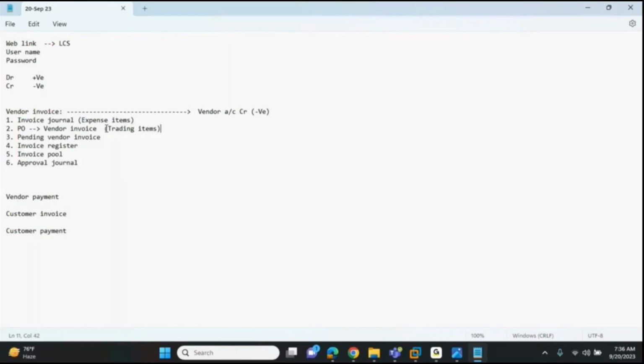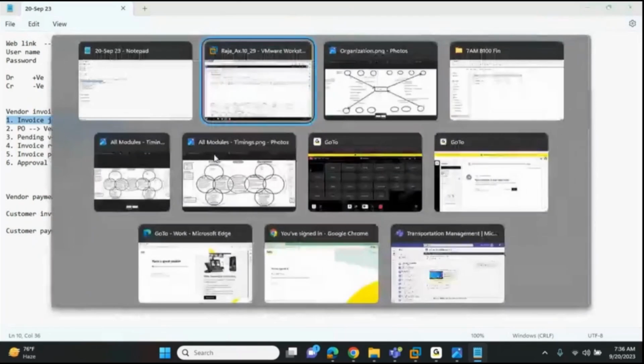If I am purchasing a trading item, then I will use a purchase order. What is a trading item? I am purchasing washing machines and I am selling washing machines. That is a trading item. I am purchasing laptops, I am selling laptops. Then it is a trading item.